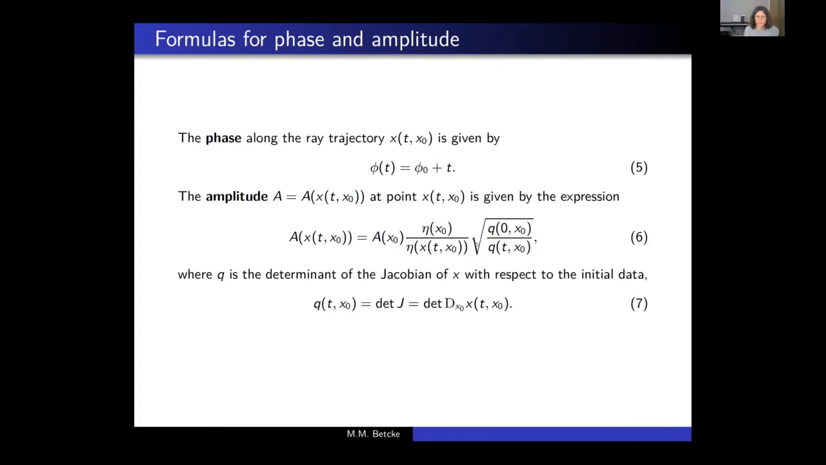So we have this coefficient here that we can evaluate. So this Q has to be computed, and there are different ways of computing it. You can either solve the ODE system that comes with it, or you can do the paraxial ray approximation. We actually tend to do the latter. So you can evaluate this density of the rays along the ray trajectories.